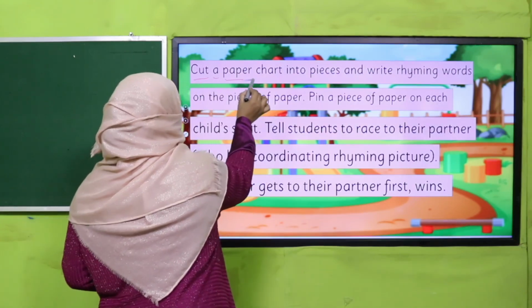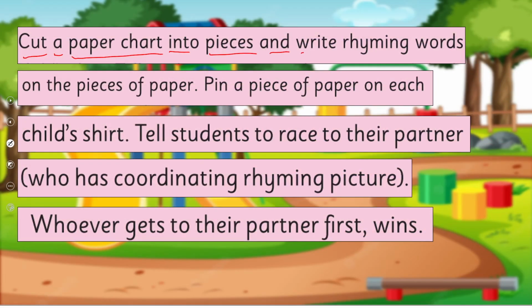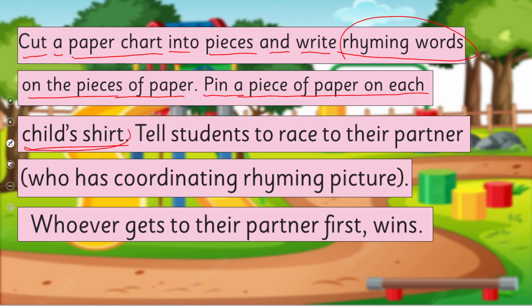Cut a paper chart into pieces and write rhyming words on the pieces of paper. Now pin a piece of paper on each child's shirt. Means every student will have one word. And once again, this word should be a one syllable word. Tell students to race to their partner, and who will be the partner? Who will have the rhyming word.